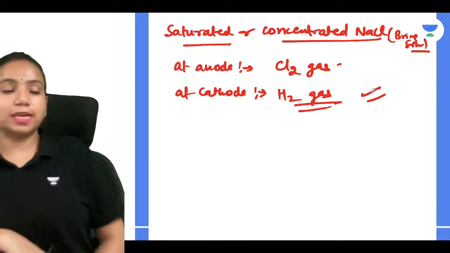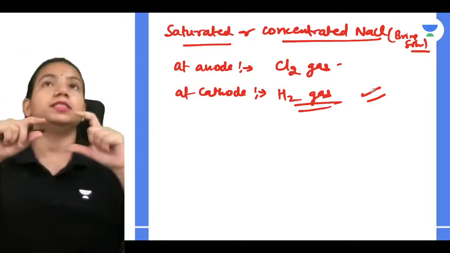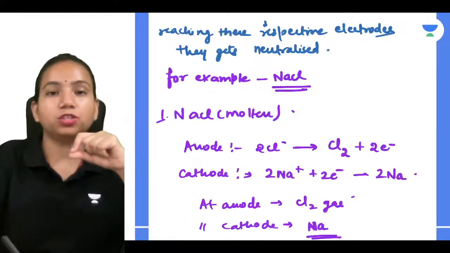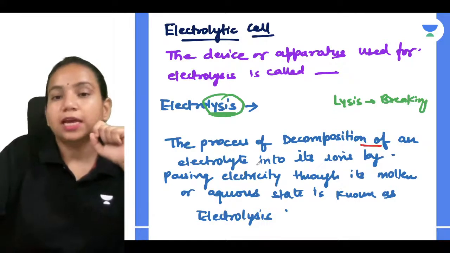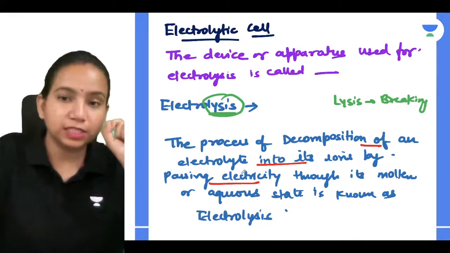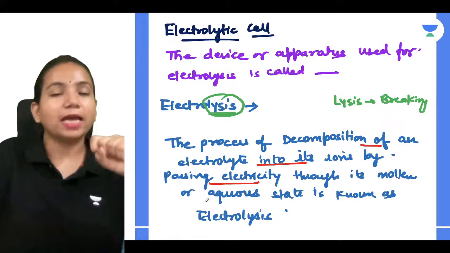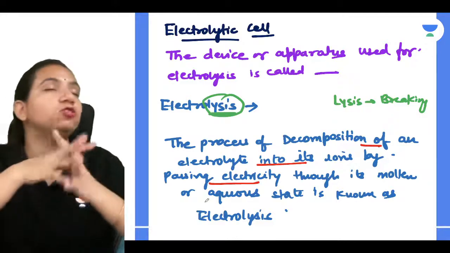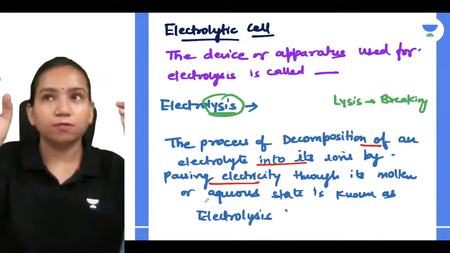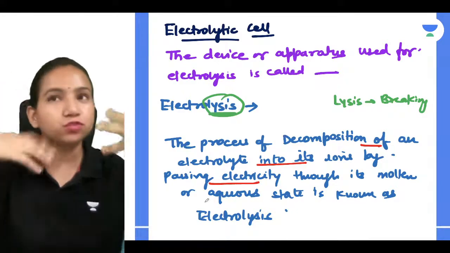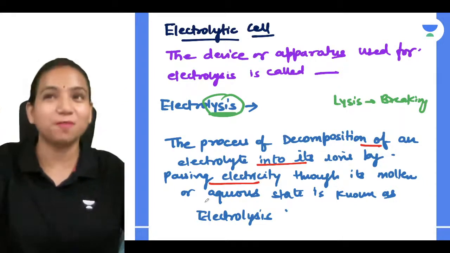So what did we understand, what is electrolysis? Electrolysis is the decomposition of an electrolyte into its ions by passing electricity through its molten or aqueous state. Remember why your electrolyte dissociates into ions? It's very simple. Like in movies, whenever someone wants to take out the truth from a terrorist or some person, they apply electric shock. Why? Because electric shock is very powerful.